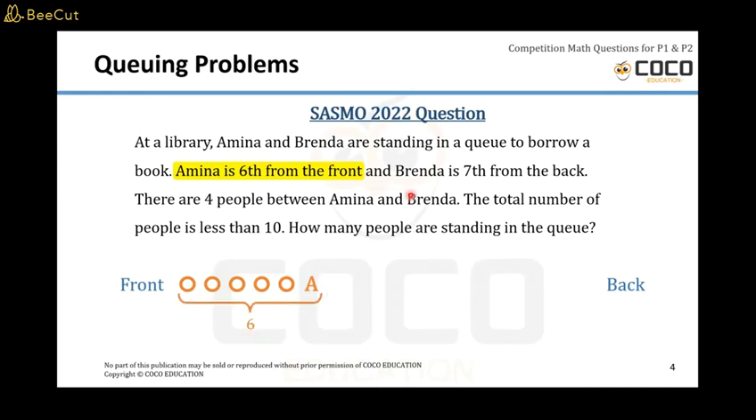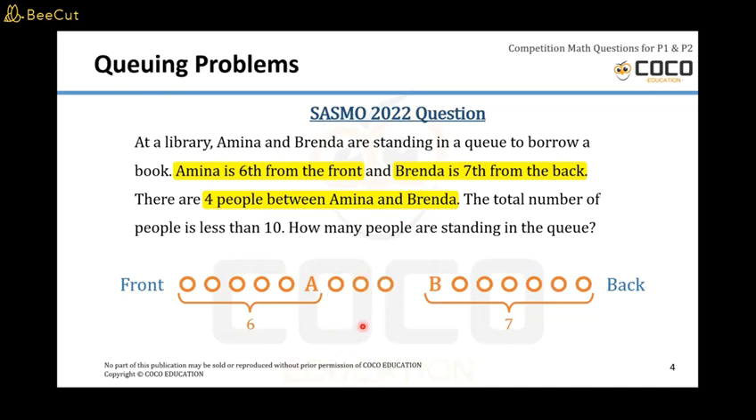Then Brenda is 7 from the back. So let's start from the back. First, second, third, fourth, fifth, sixth, seventh. So Brenda is over here. So including Brenda, there are 7 students. Then the next line, they say there are 4 people between Amina and Brenda. So we can put in 4 circles in between them. 1, 2, 3, 4.